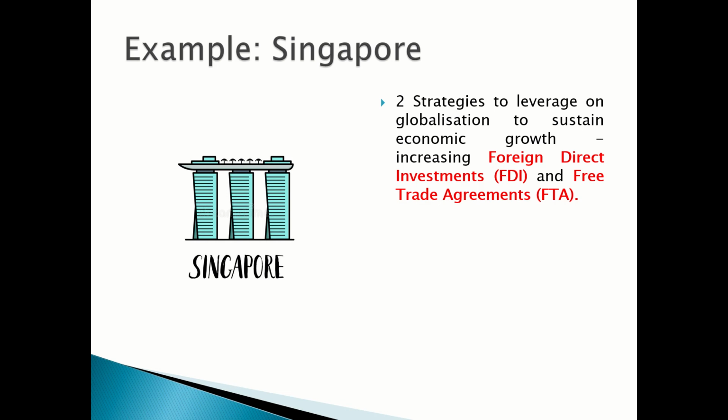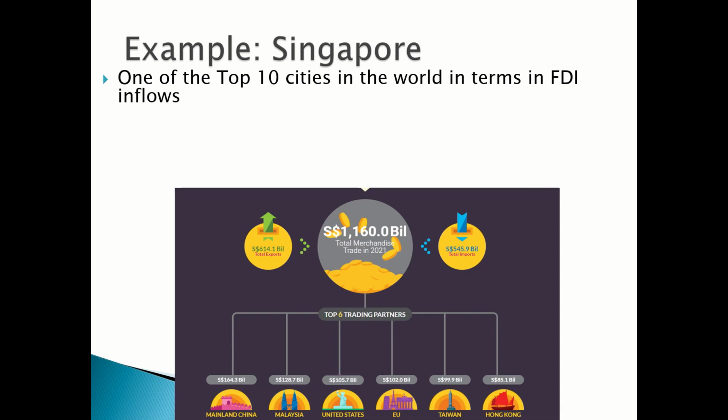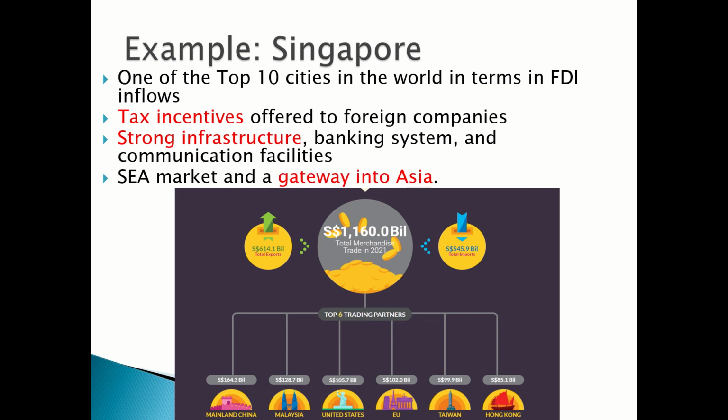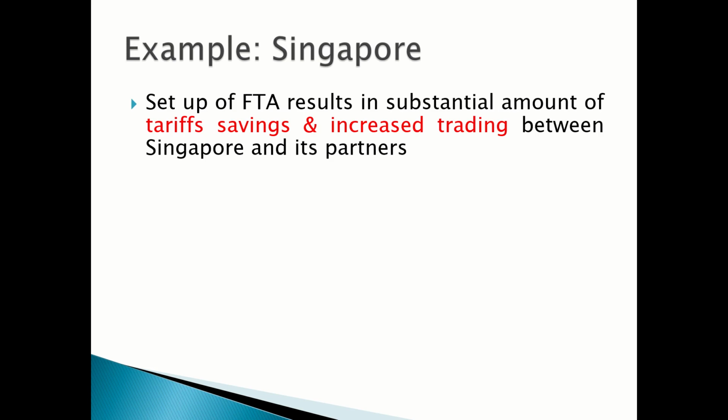Two of the strategies where we can leverage on globalization are FDI and FTA. Singapore is one of the top 10 cities in the world when it comes to FDI inflows, foreign direct investments. People are interested to invest in Singapore for a variety of reasons. For example, Singapore has a very strong banking system. We have very good communication infrastructure in the region. We are the gateway to Southeast Asia, which is the next largest exploding market in the world. So we're in a very good place, strategically speaking, to leverage on the explosion of Southeast Asia, and that is why companies are interested to invest in Singapore.